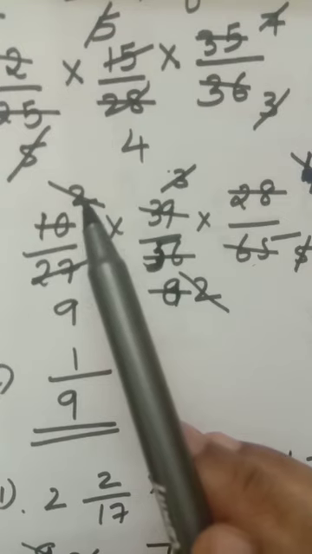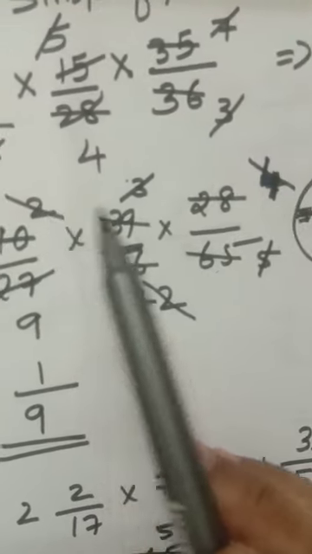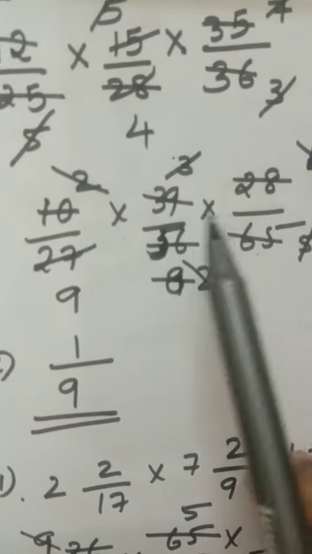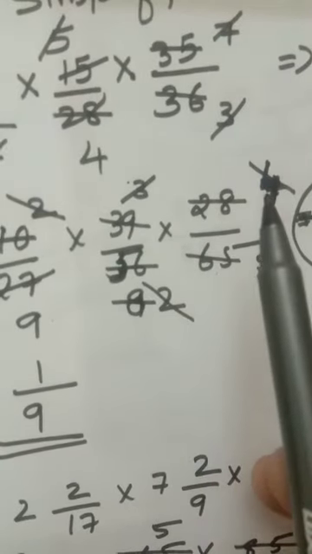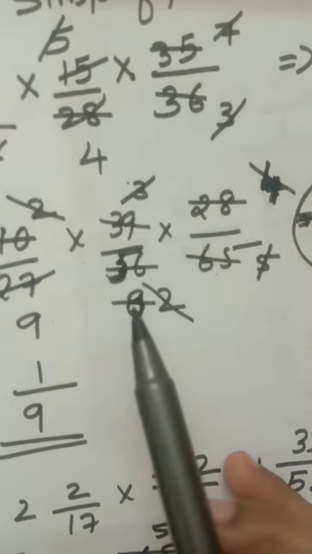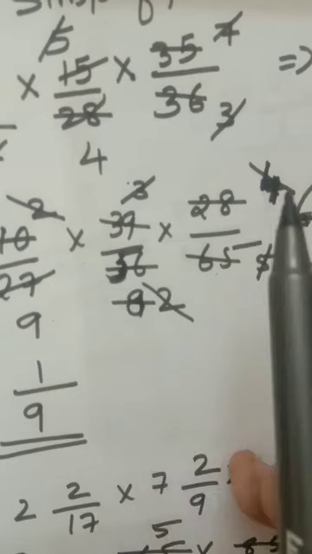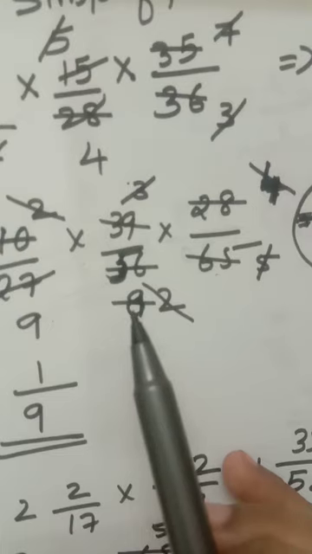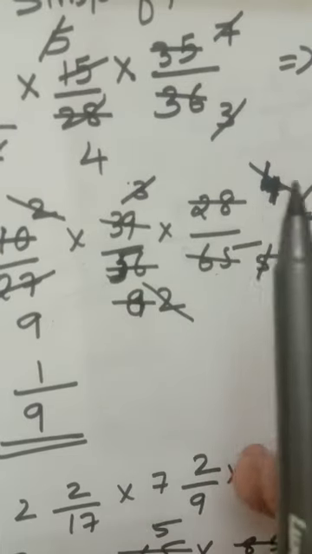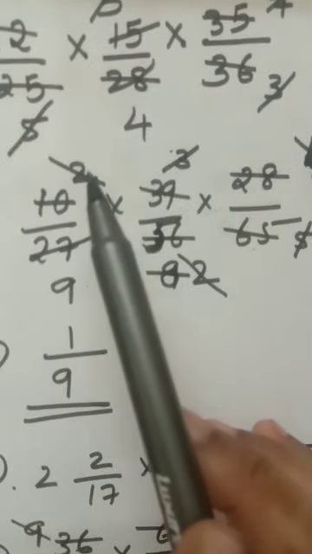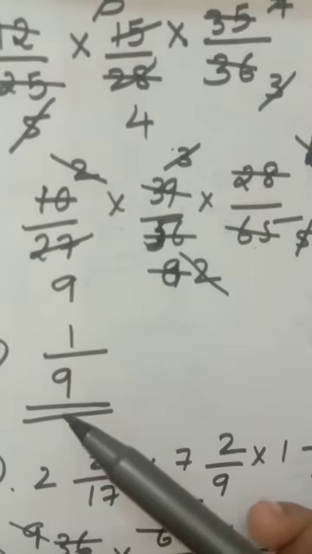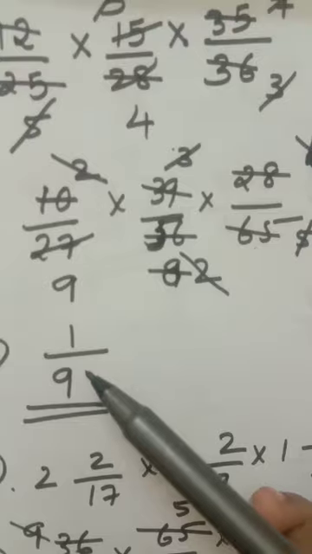Clear? Now 7 table coming. 28, 7 4s are 28, 7 8s are 56. 4 and 8, 4 table 8 is coming, 4 2s are 8, this 2 and 2 will be cut out. You will get 1 by 9 as the answer. Cutting is your choice, children.